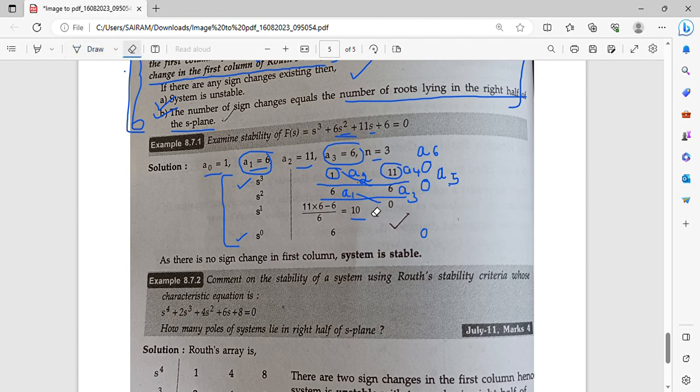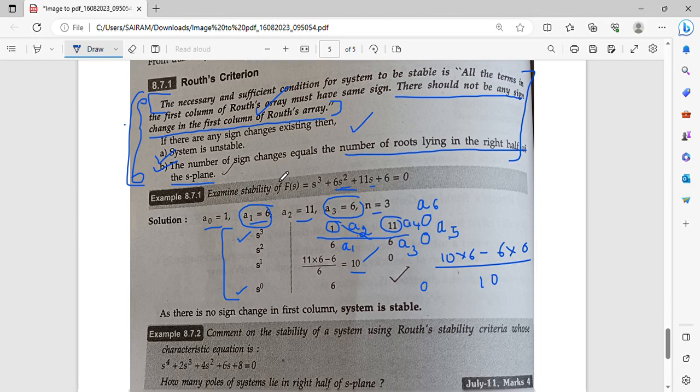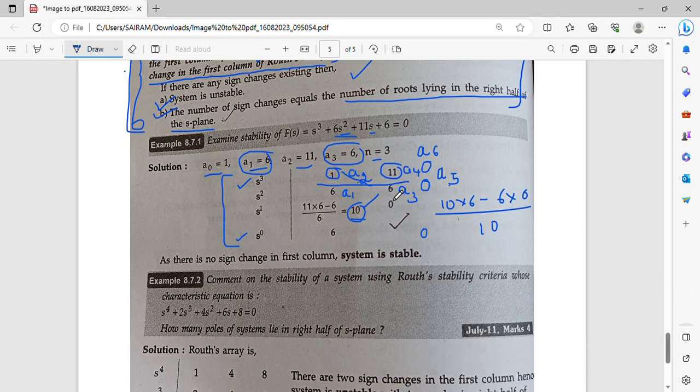Okay. So 10 into 6 minus 6 into 0 whole divided by 10. Correct? See here, correctly b1a3 minus a1b2. So which is b1? This is b1. So which is a3? This. Correct? And which is a1? This. And which is b2? This. So that is b1a3 minus a1b2. Correct? So that is nothing but 10 into 6 is 60 minus 0 is 60 whole divided by 10, which is nothing but 10 ones are 10, 6. So this became 6. Correct?